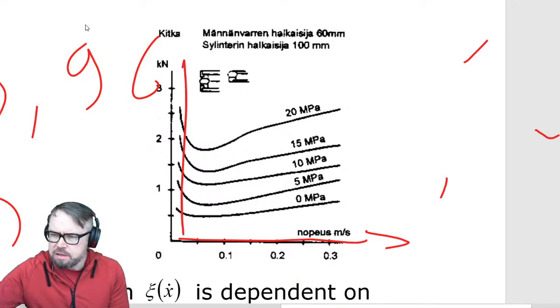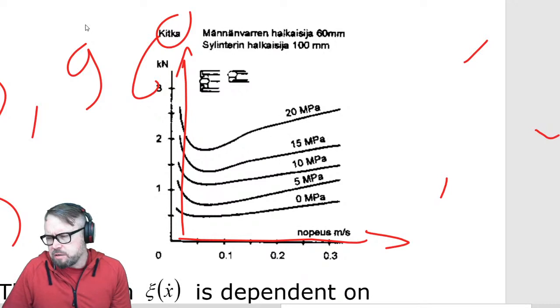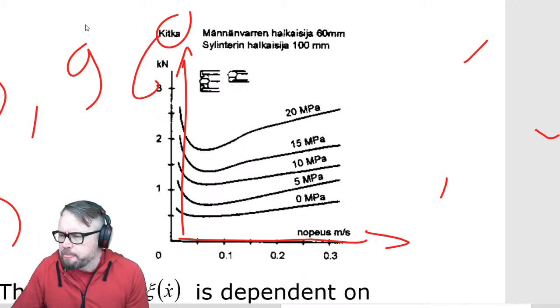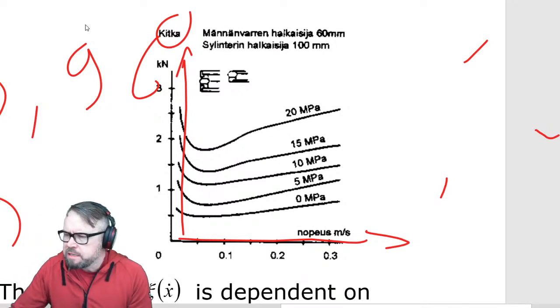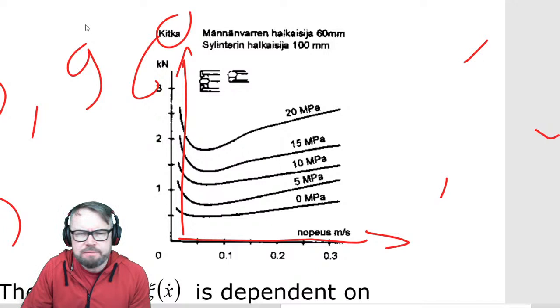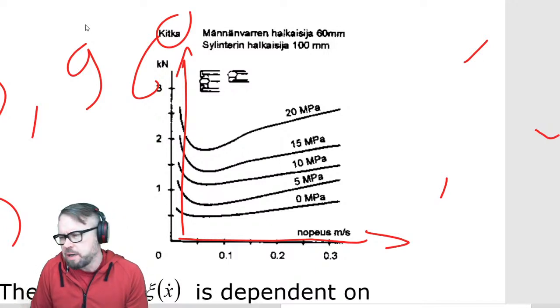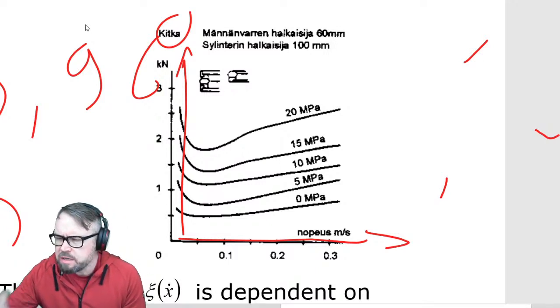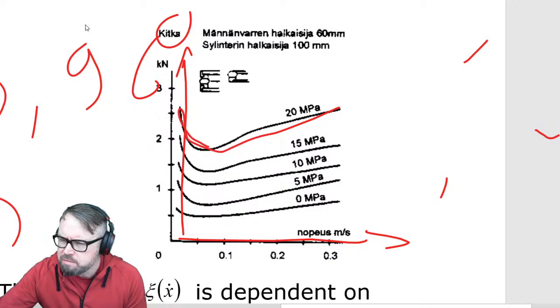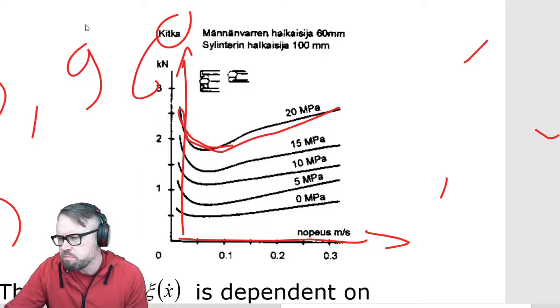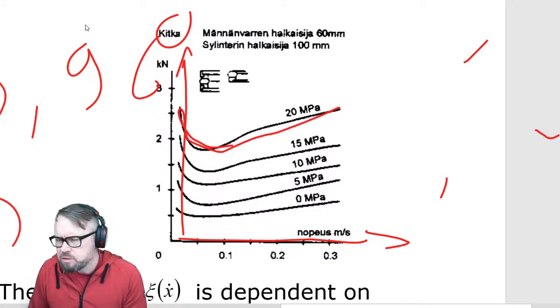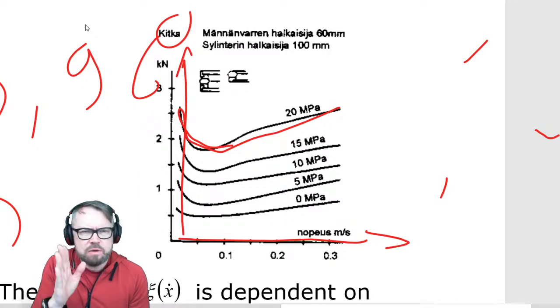And as you see, this is written even in Finnish. This is a little bit old material. But anyway, I'm sure that you understand this content. Now, different curves represent the different force produced by the cylinder. And now you can see something quite interesting here: when there is a significant force produced by a cylinder, the curve, when it's approaching very low velocity, starts to increase rapidly.